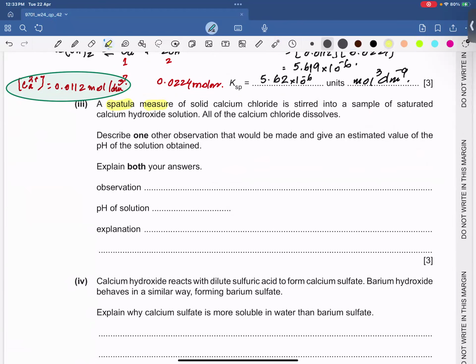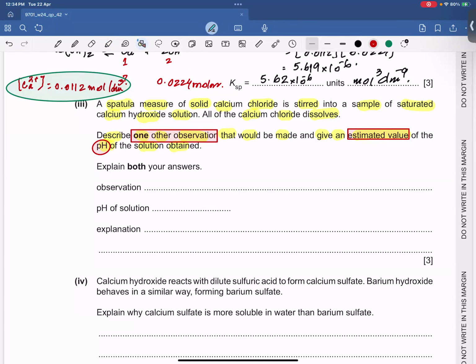A spatula measure of solid calcium chloride is stirred into a sample of saturated calcium hydroxide solution. All of the calcium chloride dissolves. Describe one other observation that would be made and give an estimated value of the pH of the solution obtained. So the examiner is technically looking for one other observation, and the examiner is looking for the estimated value of the pH, not the exact, the estimated. And estimated means you can make any sort of range, okay? You can give the value in a possible range actually.